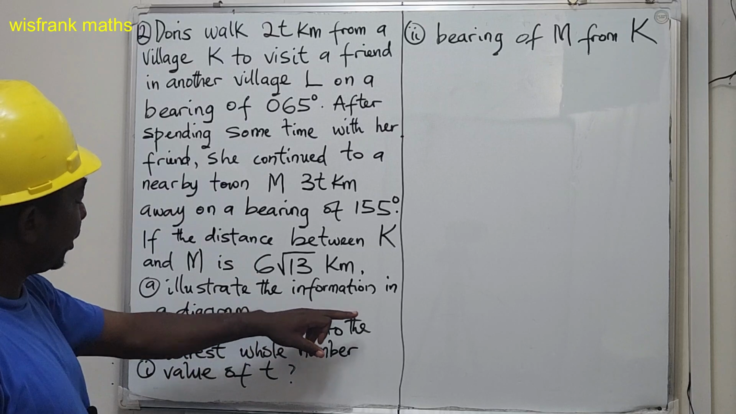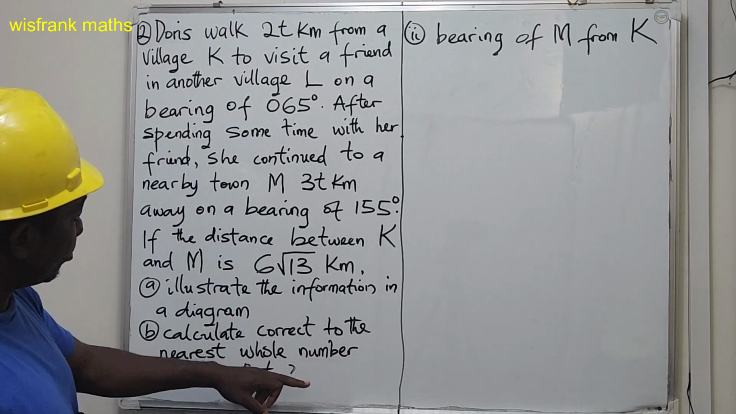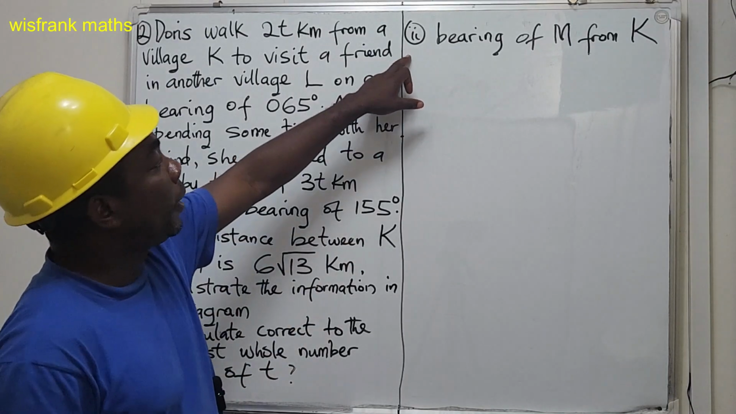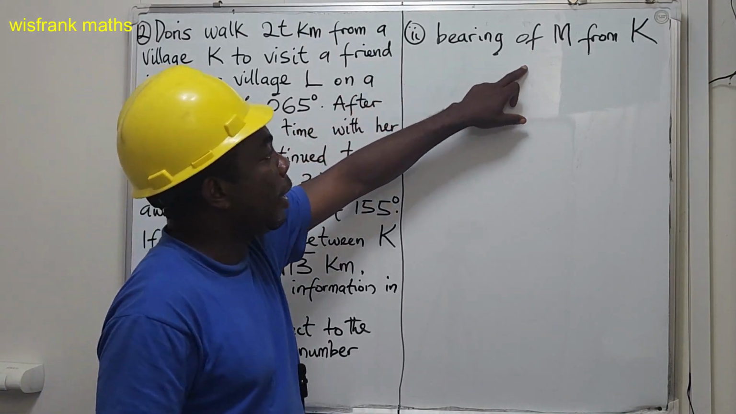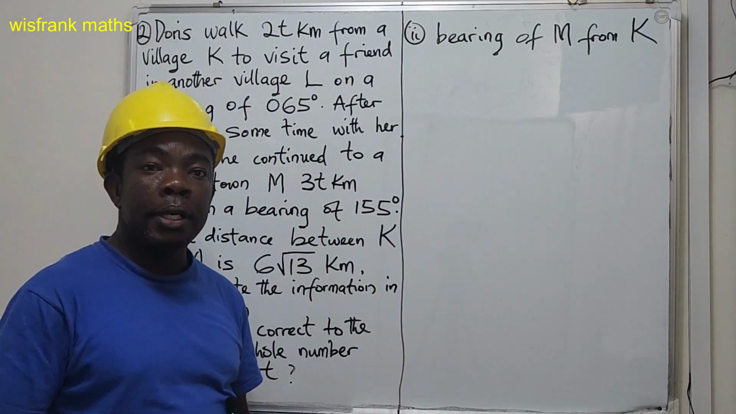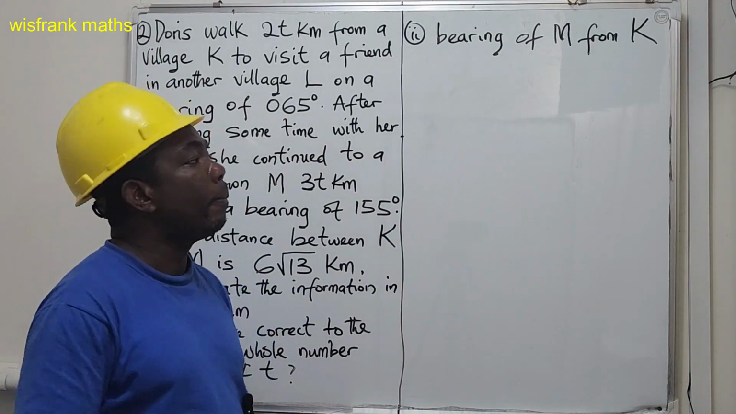A. Illustrate the information in a diagram. B. Calculate correct to the nearest whole number: B I, the value of T; B II, the bearing of M from K. So first of all, we are going to illustrate this information in a diagram because this is a bearing problem.